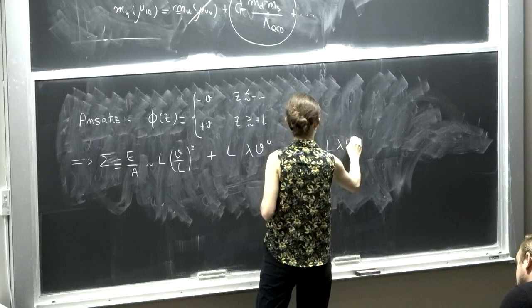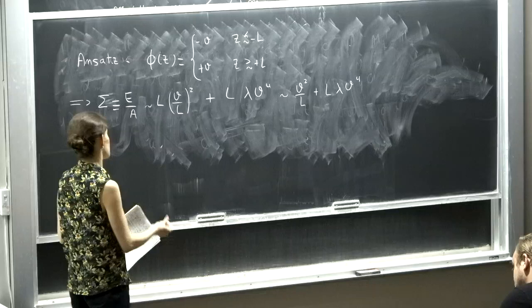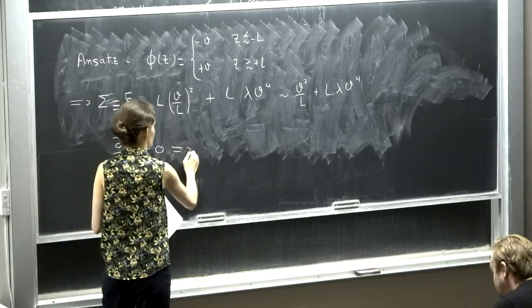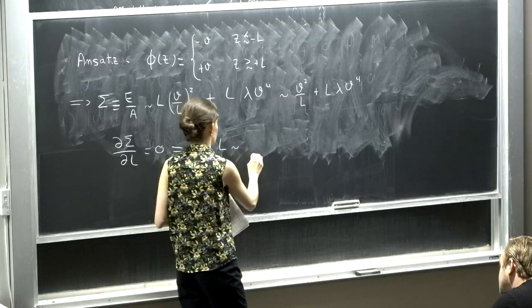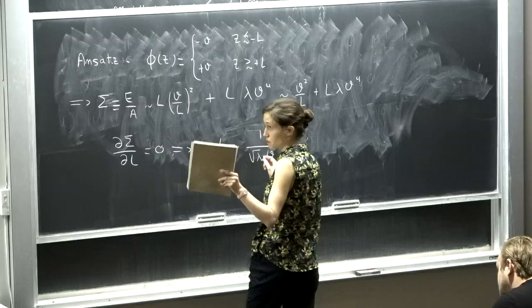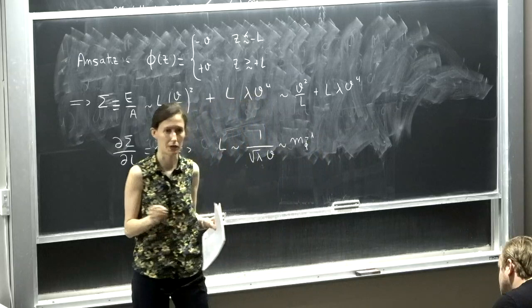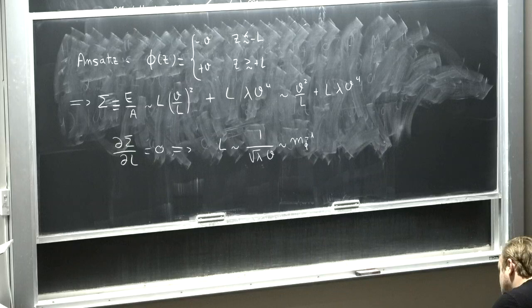And now we can ask, what is the thickness of this domain wall that minimizes the surface tension? We just take a derivative, and then we find that the thickness of the domain wall is typically of order 1 over root lambda times V, which, as you remember from some previous discussion, is precisely the quantum wavelength of the scalar particle that the theory has in its perturbative spectrum.